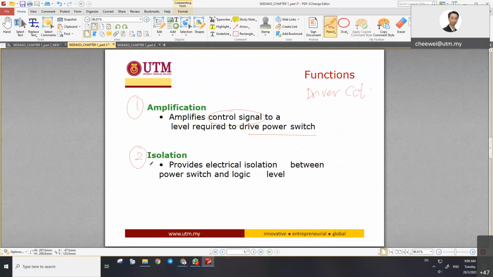Number 2, isolation. It provides electrical isolation between the power switch and the logic gate. You know, what is the common device that we use to do electrical isolation? Anyone?